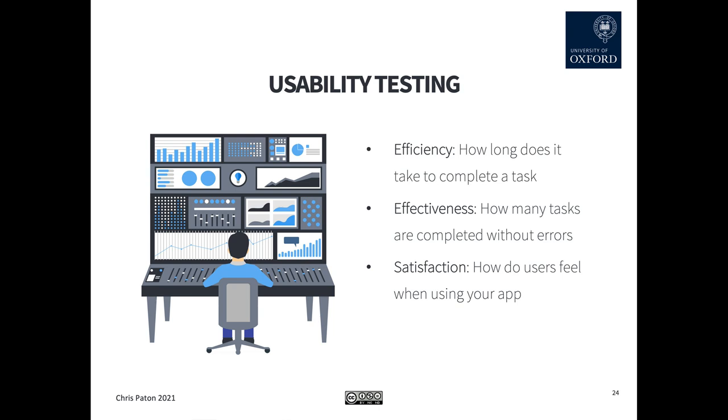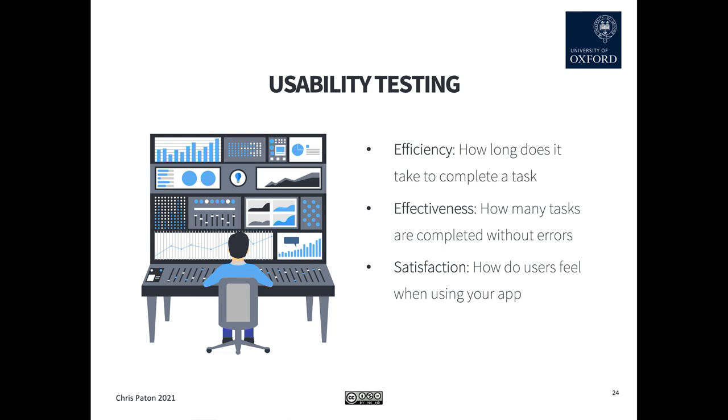So, going back to the origins of human-centered design, we want to measure how people are using the app. So how usable is the app? There's an approach to usability testing that's defined in that ISO standard that is very widely used in software development, and it breaks it down into three categories.